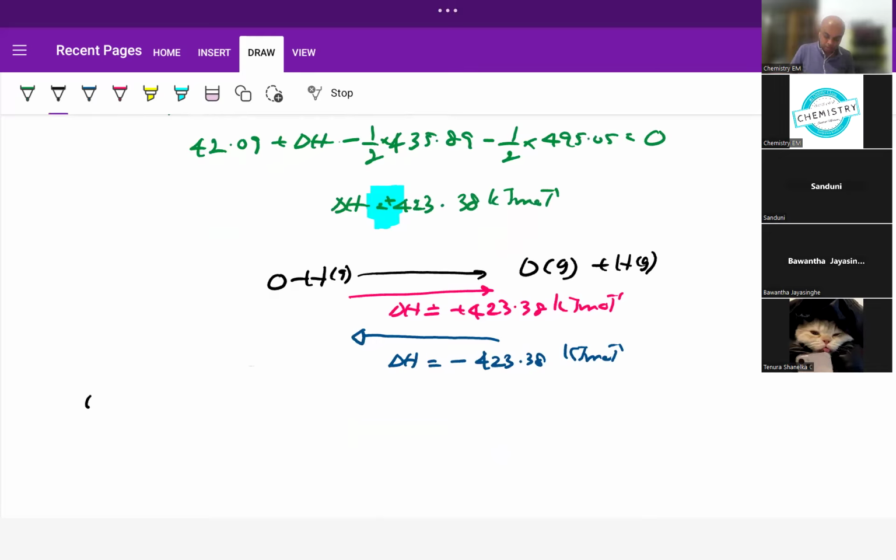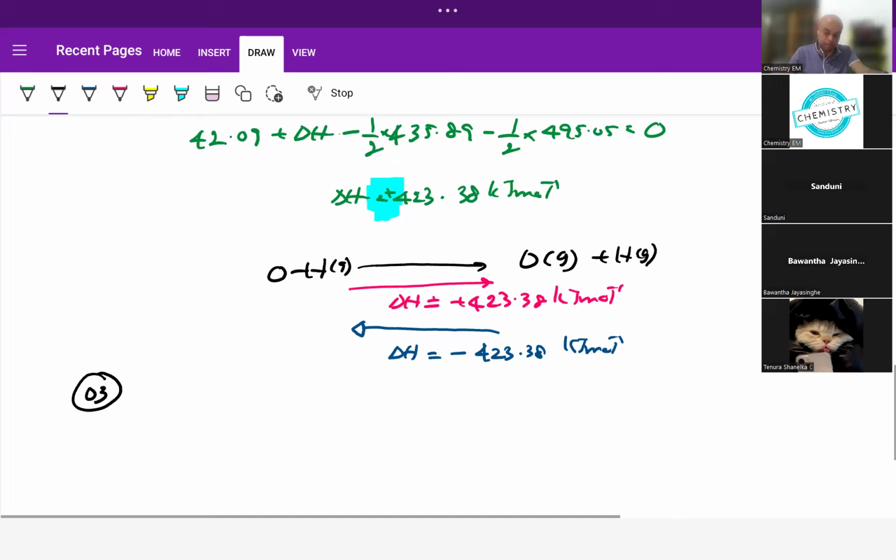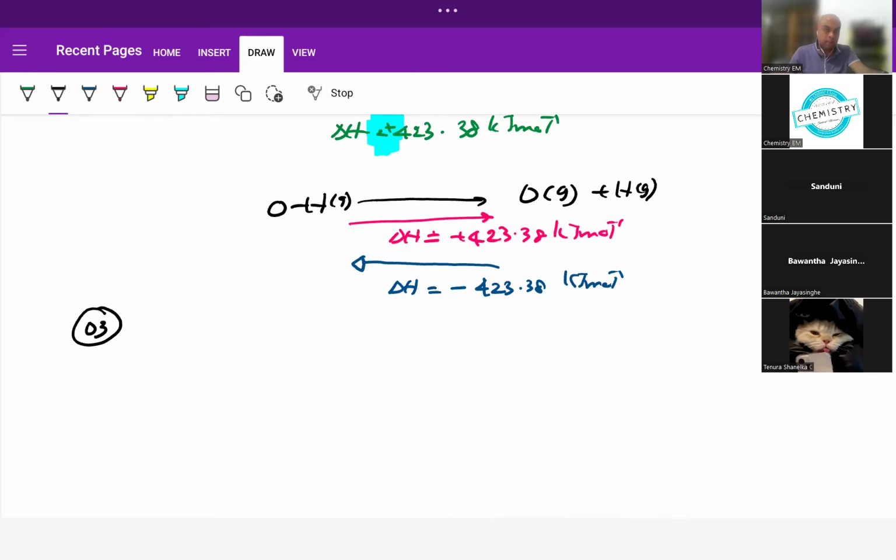Then number 3, third question. Write down this question. Right. Next question, number 3.